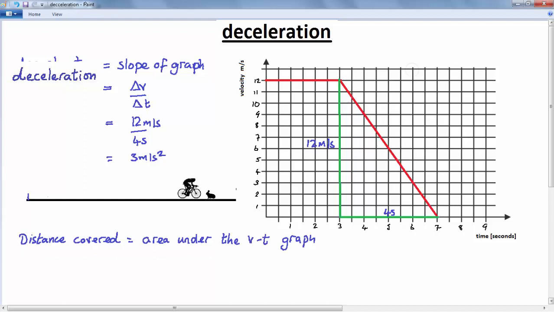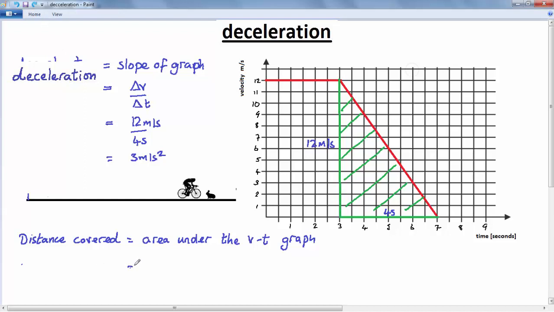So in this particular case we're interested in the area under the graph in this section, which has the shape of a triangle. So we have to calculate this area. And the area of a triangle is easy to calculate. It's equal to half the base, and this is the base here, is 4 seconds multiplied by the height, which is 12 meters per second.